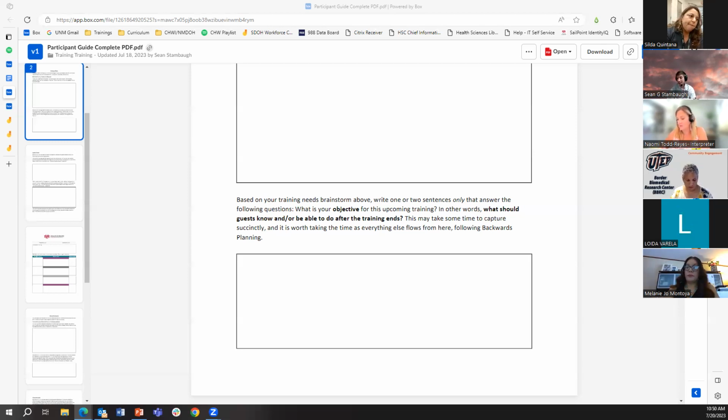So thank you for sharing that example, because it shows that regardless of what your training looks like, this backwards planning process stays the same. It gets you where you want to go, just like the road that Fabiola shared or the Google Maps example that I shared at the start, right? Are there any other examples of objectives for a training that folks would like to share?